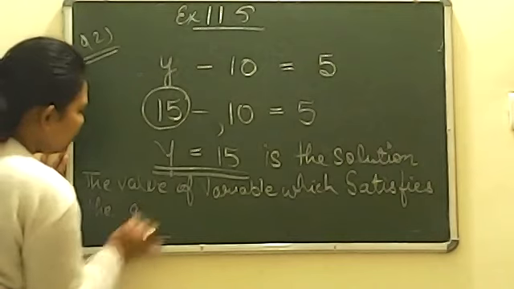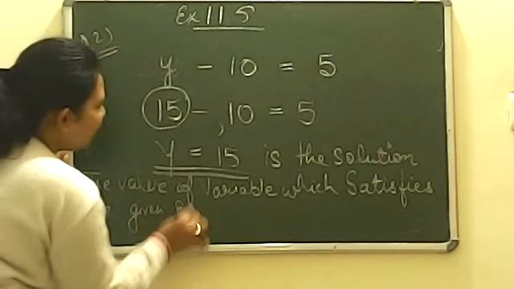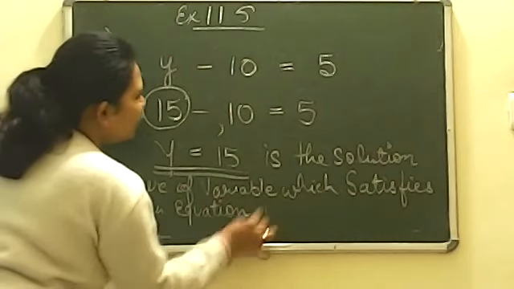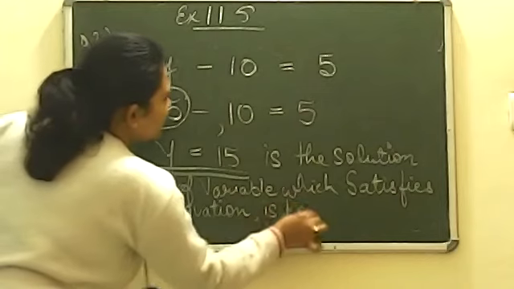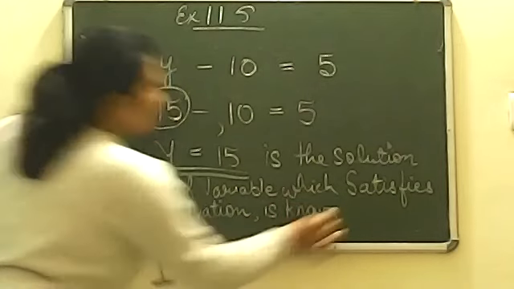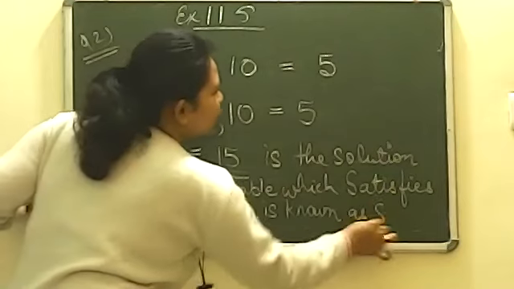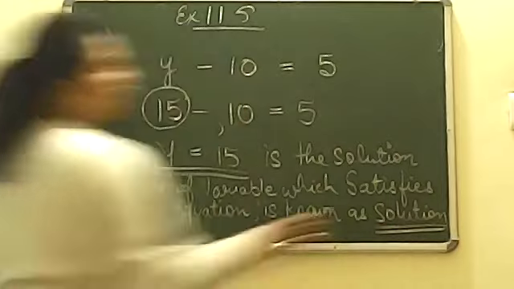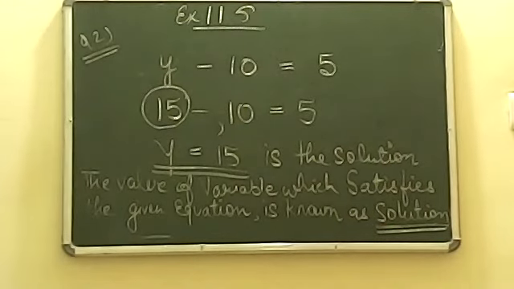the given equation is known as solution. Finished. Once again telling you, the value of variable which satisfies the given equation is known as solution. This is an extremely important part.